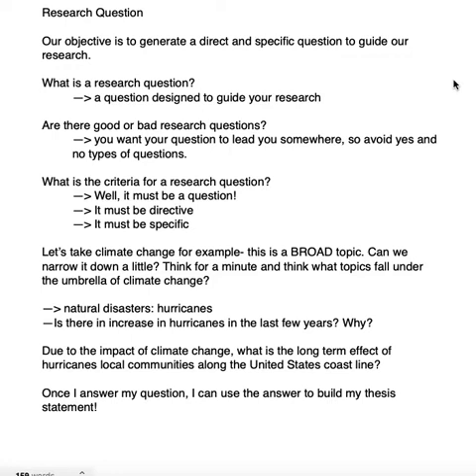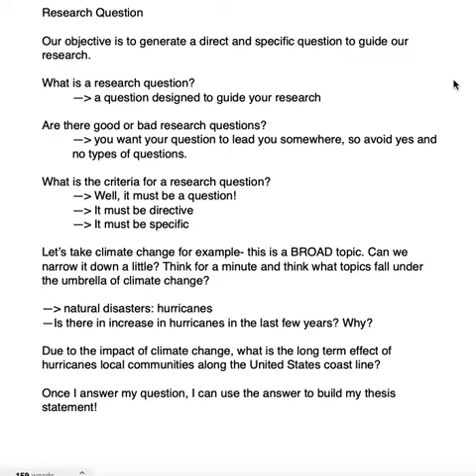Okay, on to our lesson. So our objective is to generate a direct and specific question to guide our research. In units 2 and 3, we are working on a research project. That means that over our current unit, in Unit 2, we're going to begin the process of generating a research question and beginning to research and outline our paper. And then in Unit 3, which is next week, you will write the essay and you will submit it for grading.